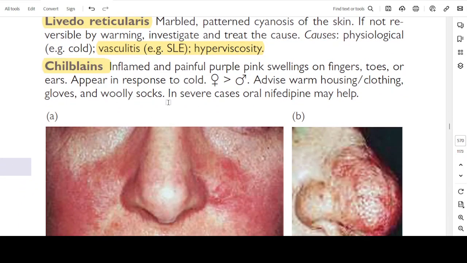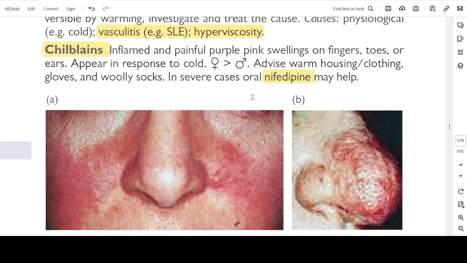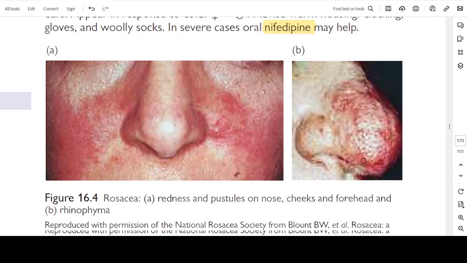Chilblains. Inflamed and painful purple swelling on the fingers, toes, or ears appear in response to cold. Females more than males. Advise warm housing or clothing, gloves, and woolly socks. In severe cases, oral nifedipine may help with chilblains. So this one is the rosacea, the redness and pustules on the nose, and cheeks and forehead, and rhinophyma.